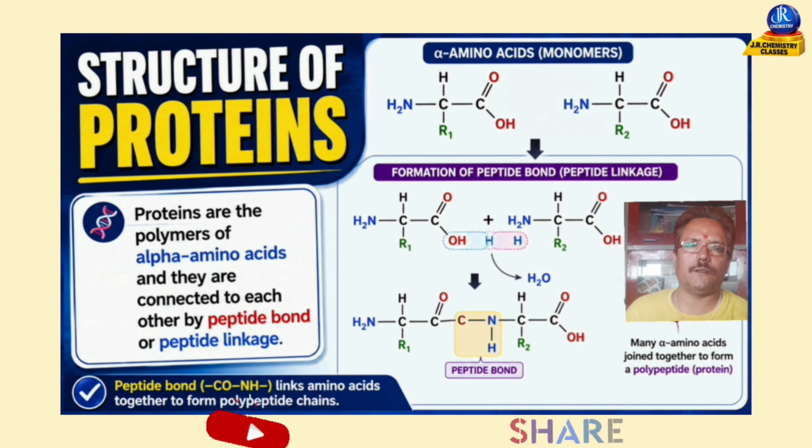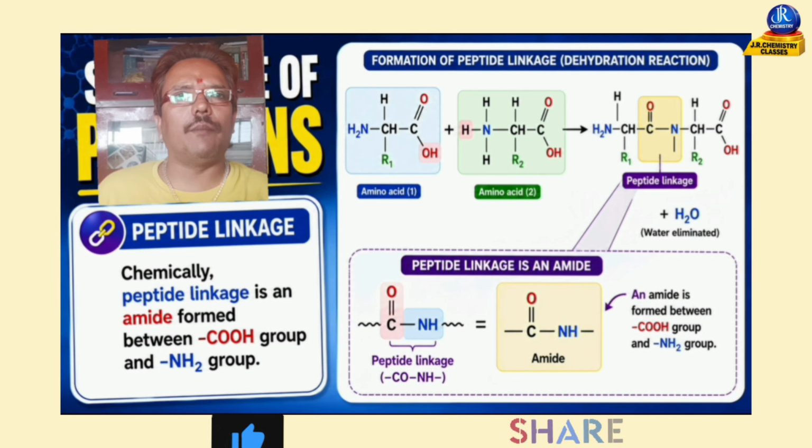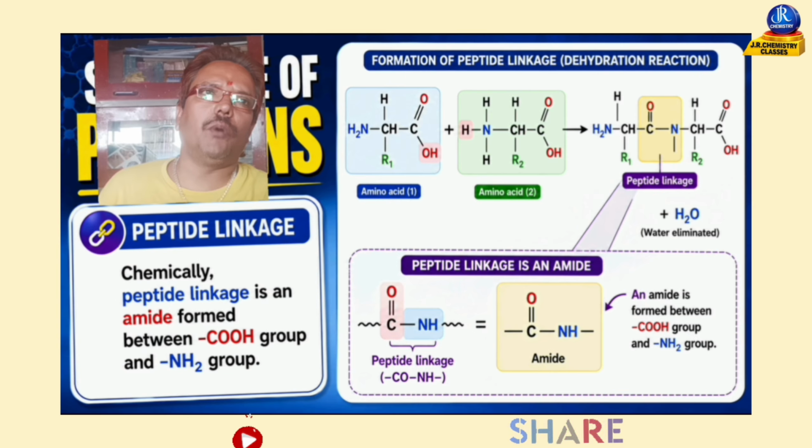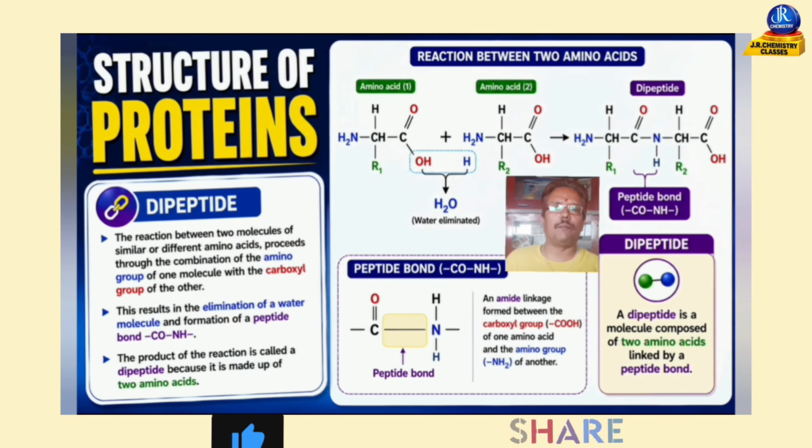Structure of proteins. Proteins are the polymers of alpha amino acids and they are connected to each other by peptide bond or peptide linkage. Peptide linkage. Chemically, peptide linkage is an amide bond formed between COOH group and NH2 group.